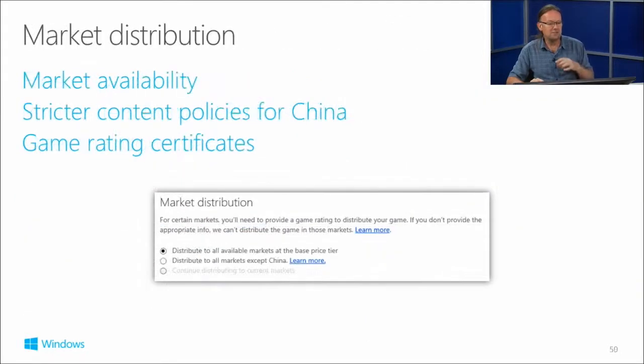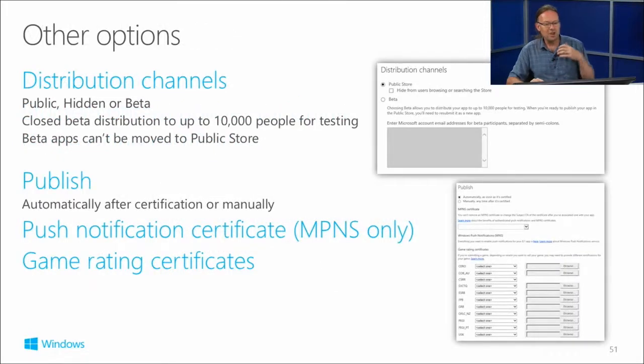Then you select your pricing, you select which markets it goes to. There are stricter content policies for China, so just be aware of that. There are game ratings for games that you have to enter. Then you've got your distribution channels. Does it go to the public store when it's passed certification? Is it hidden? It goes into the public store but doesn't turn up in any of the listings. So it's one little way of having private apps, because you know the link to that app in the store.